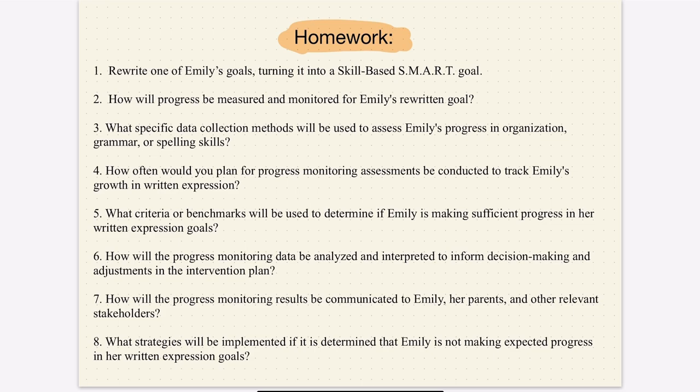Question number 7 is how will these results be communicated to not only her, but her parents and other teachers and stakeholders? And the last question is what strategies will be implemented if it's determined that she's not making progress towards her written expression goals? With these questions, the goal is to take your instinct and what we know about a student and create goals and data-driven decisions in order to best support our student.